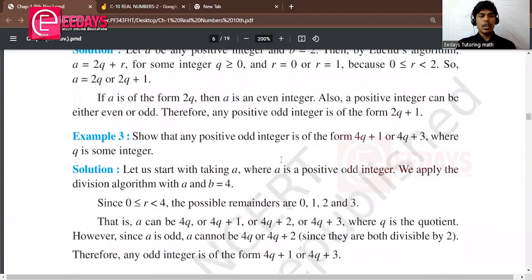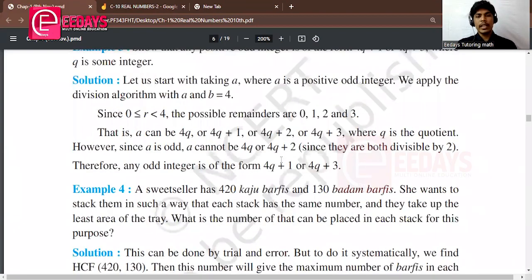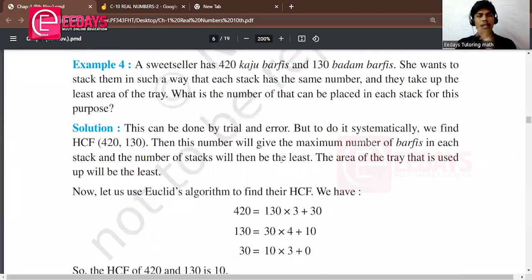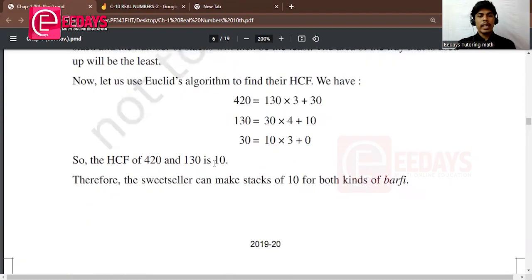We also solved examples 2 and 3, and we completed the Kaju Barfi sum: 420 Kaju Barfis and 130 Barfis. How can we arrange them in stacks? We can arrange them in a stack of 10 by finding the HCF.